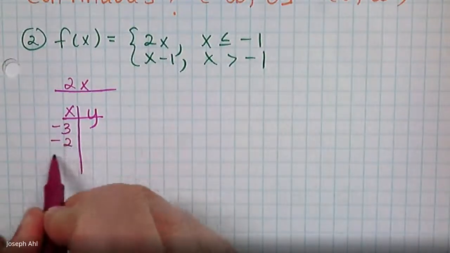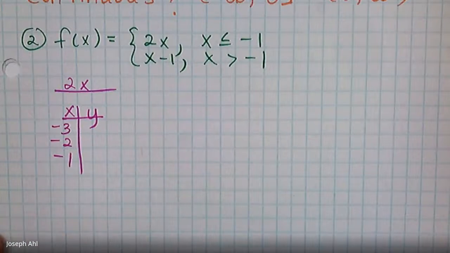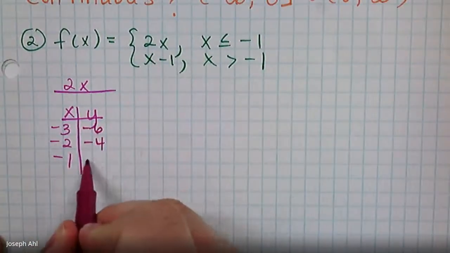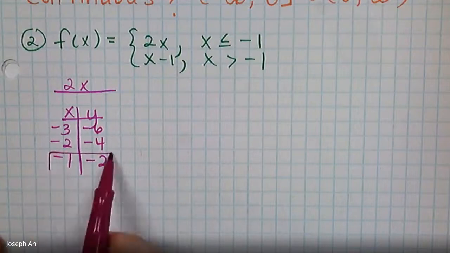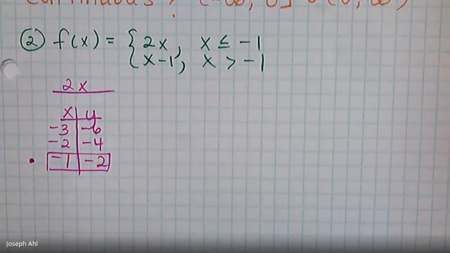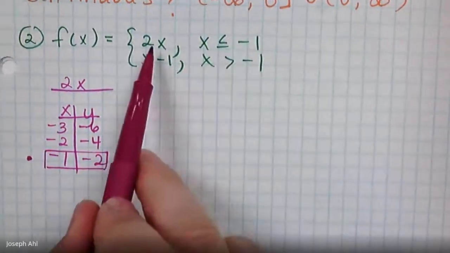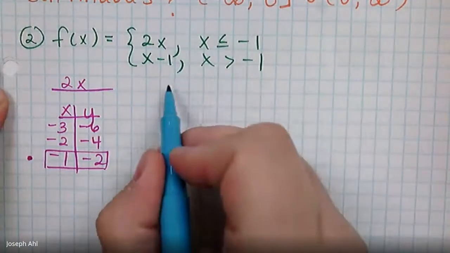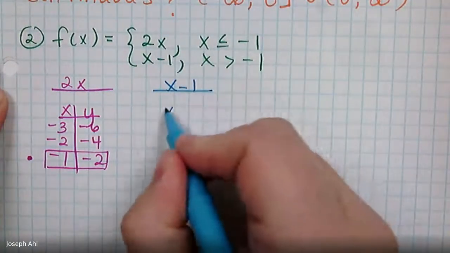So maybe I'll do -3, -2, -1. 2 times -3, this would be -6, -4, -2. And at that final point, -1, -2, we should see a closed circle. We can include -1 in the domain for this graph because it says x is less than or equal to -1.